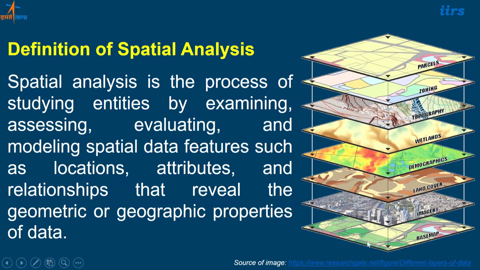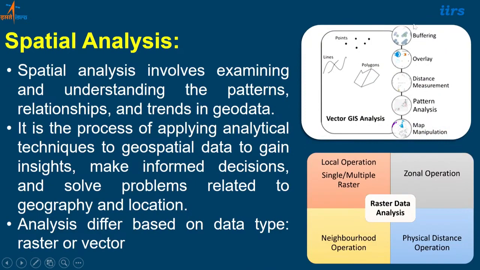If you look here, you can see there can be multiple layers of data sets. Now, if you see the different kinds of analysis, we have different analyses for vector and a different set of analyses for raster data also. For vector data, some of the operations are buffering, like creating a buffer of 100 meters around a line. Similarly, overlay: I want to overlay two layers on top of each other so that I can get both the information in a single layer. Distance measurement, pattern analysis, or map manipulation.